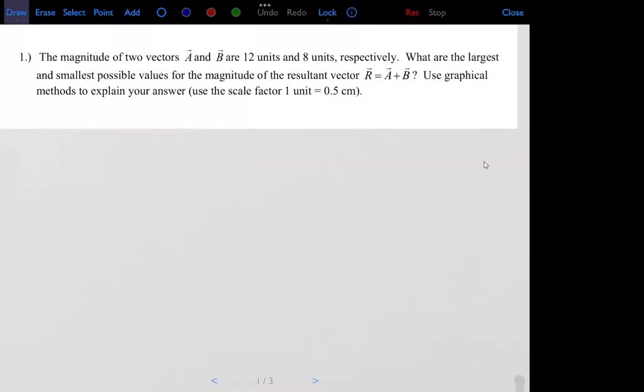So this video is actually going to go over the solutions for the in-class practice for the graphical methods of vector addition and vector subtraction.